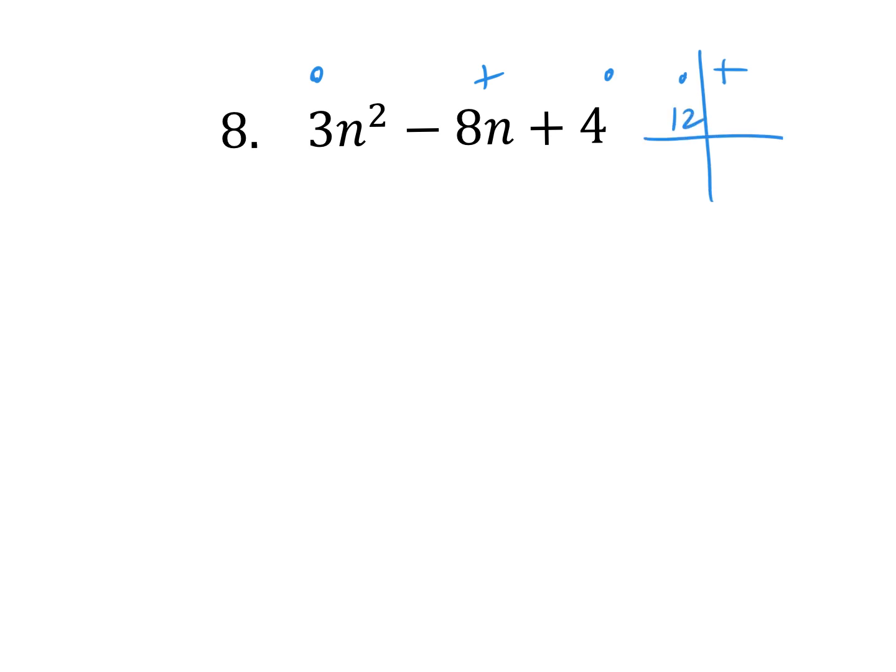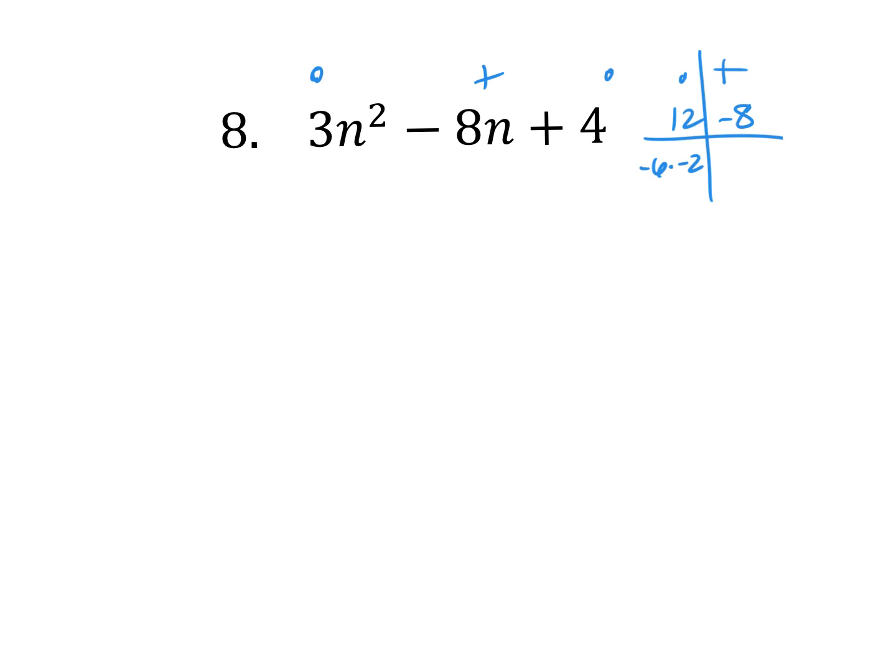Steffi, thank you. She's saying 3 times 4. 3 times 4 is 12. Add together to be the negative 8. What multiplies to be 12 and adds to be a negative 8? Negative 6 times negative 2 is positive 12, and they add together to be negative 8.